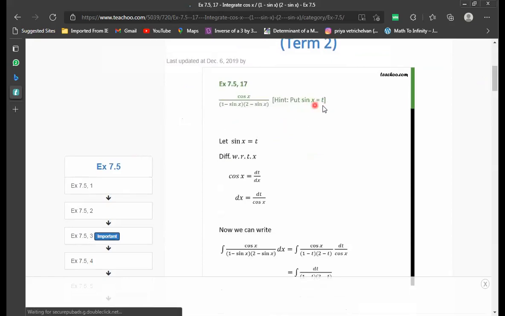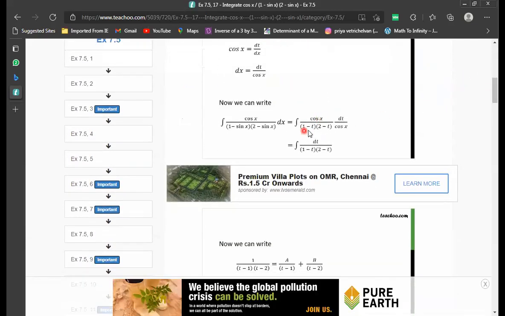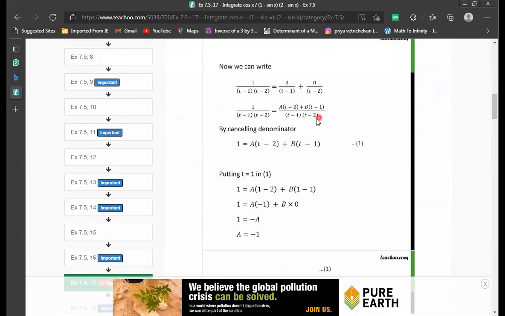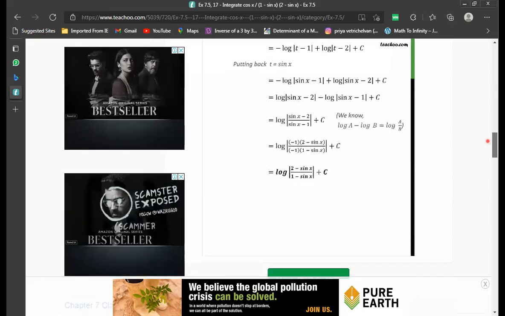They're substituting sin x as t in this. Cos x upon 1 minus t, 2 minus t, dt by cos x. Cos x and cos x will cancel, dt upon 1 minus t into 2 minus t. So now you can go for partial fractions: a upon 1 minus t plus b upon 2 minus t. Then you will go for LCM, equate it to the question, and cancel the denominator. And again, you will substitute the values of t as 1 and 2 for finding the values of a and b.